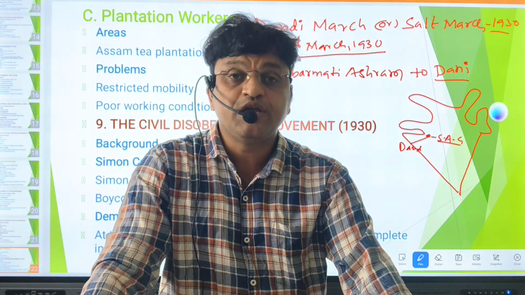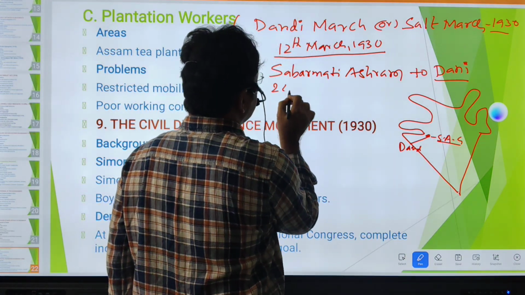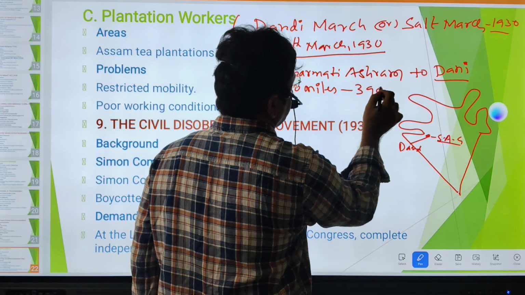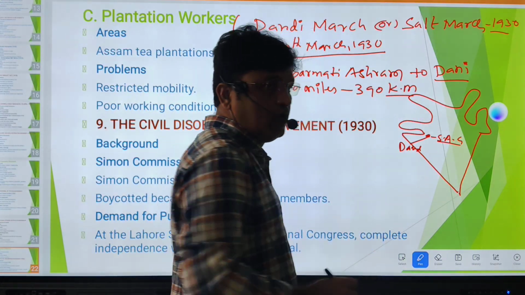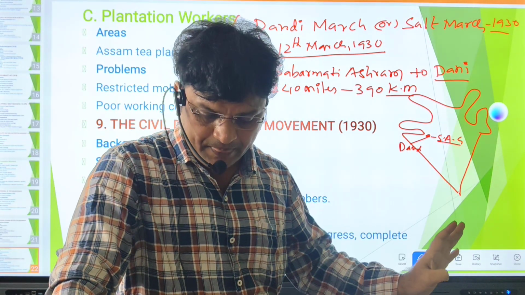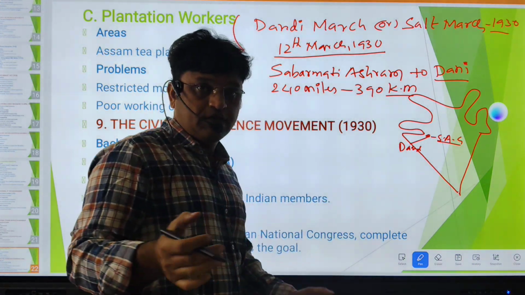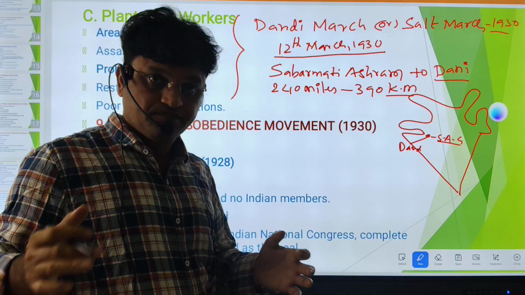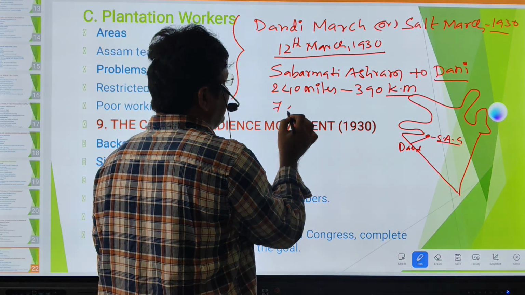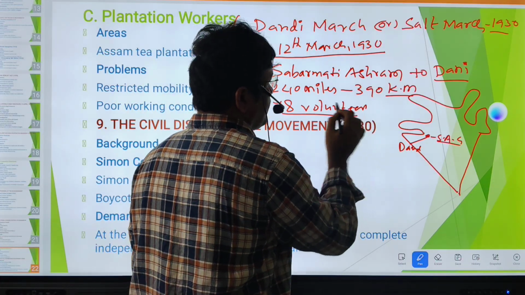Gandhiji walked approximately 240 miles. How many kilometers? 240 miles is equivalent to 390 kilometers. So when was the Salt March started? 12th March 1930. And he was accompanied by how many volunteers? Accompanied means he had some activists, volunteers. He was accompanied by 78 volunteers.